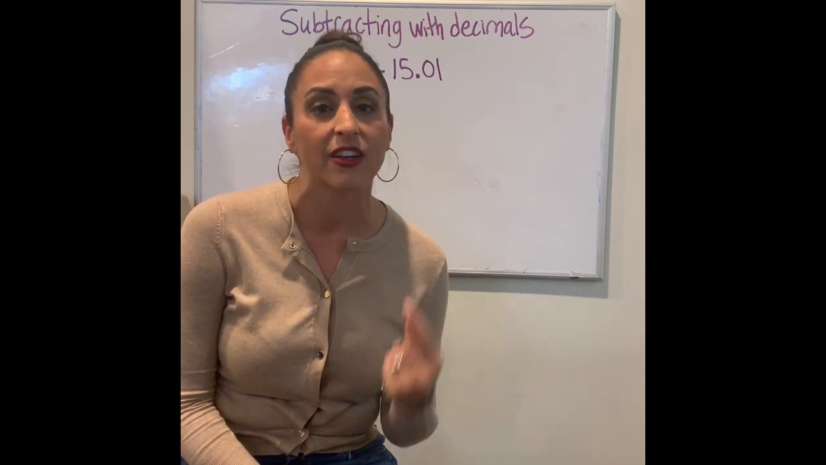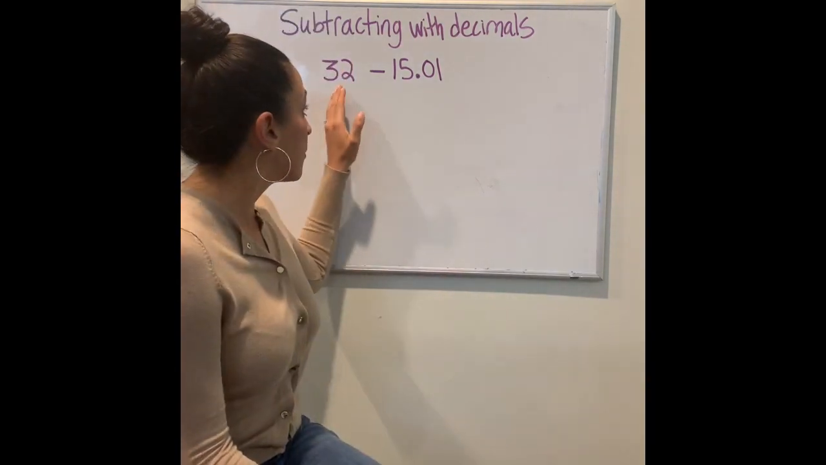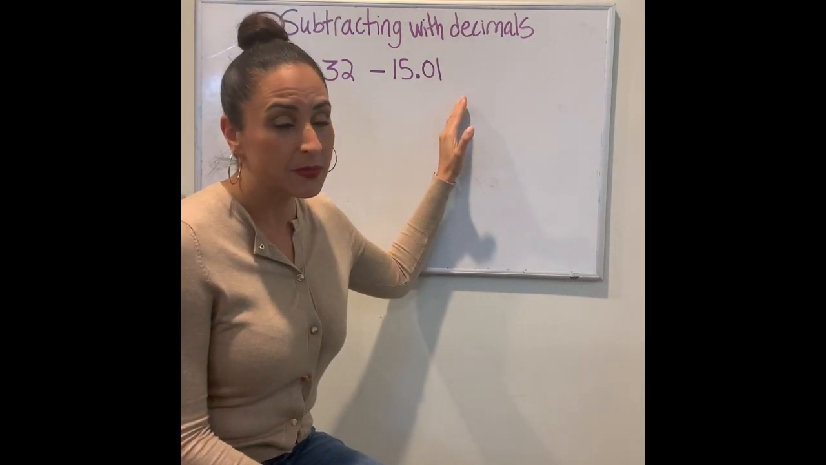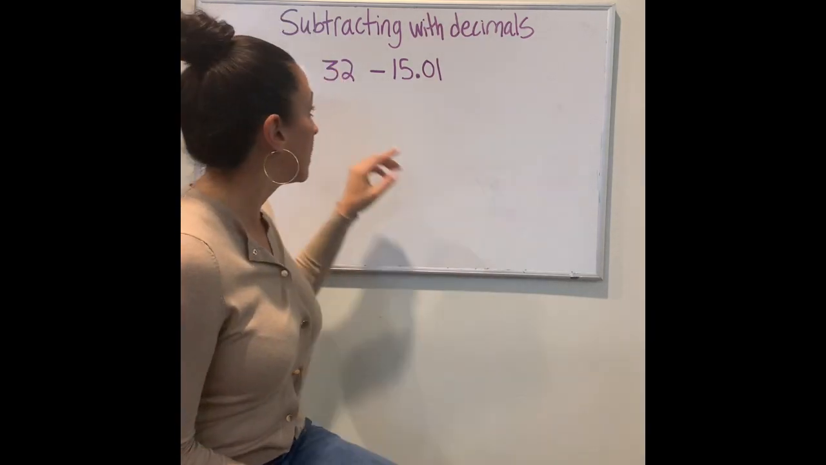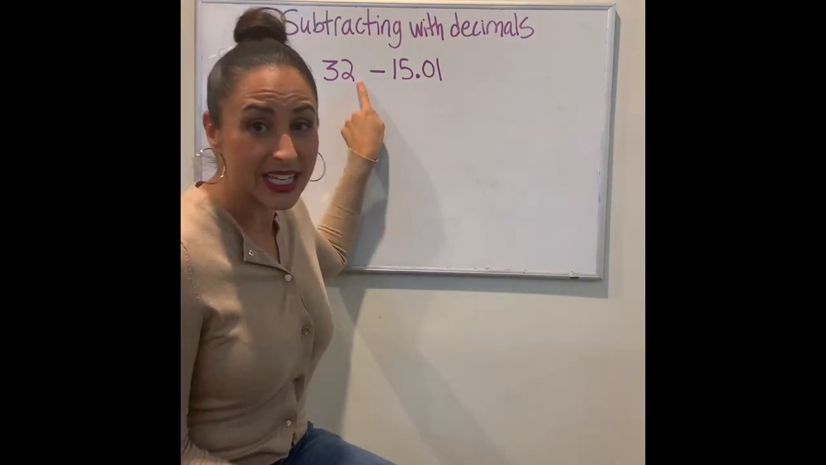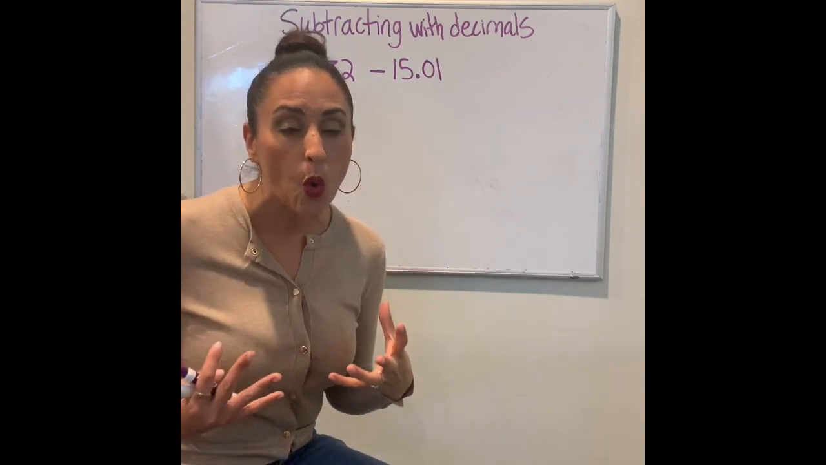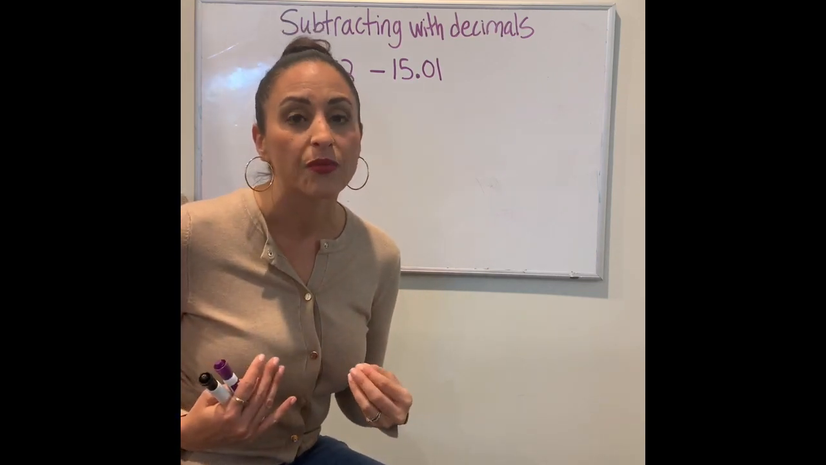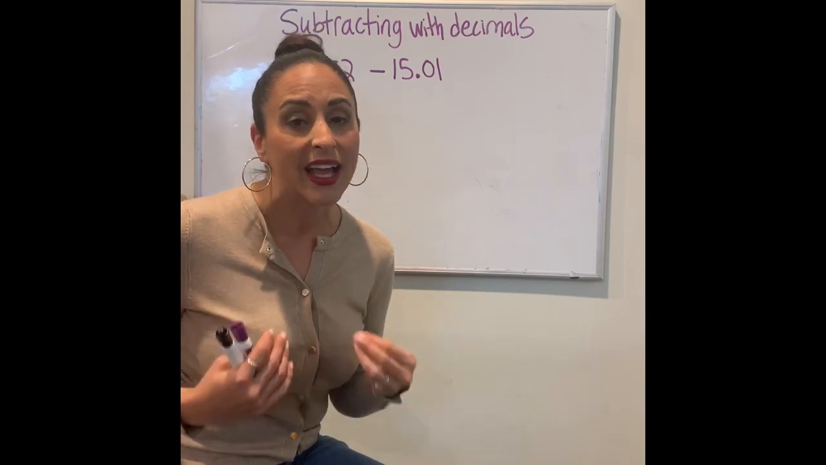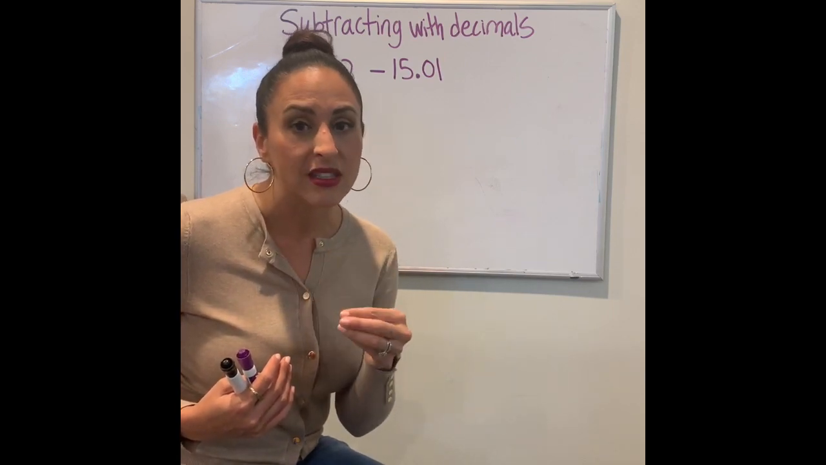I like to always think of money. So if I see the number, for example, here we have 32 minus 15 and 1/100th. Think of money. When I rewrite this problem, I'm going to look at this 32. There's no decimal there. Because there's no decimal there, I can just know that it's a whole number. But I can also assume that the decimal, if there was going to be a decimal, it would be at the end of the number. So think of money, $32. I would put the decimal at the end, right?